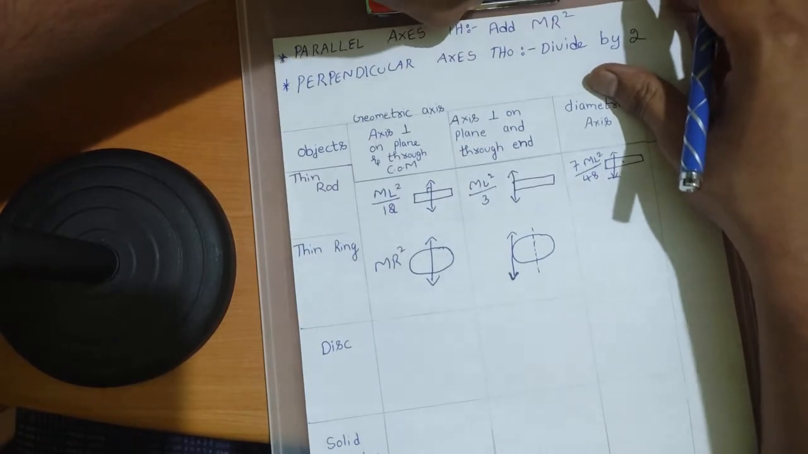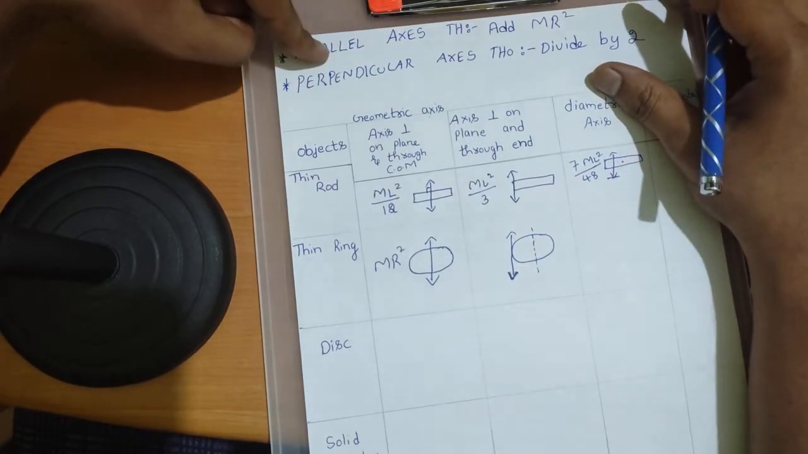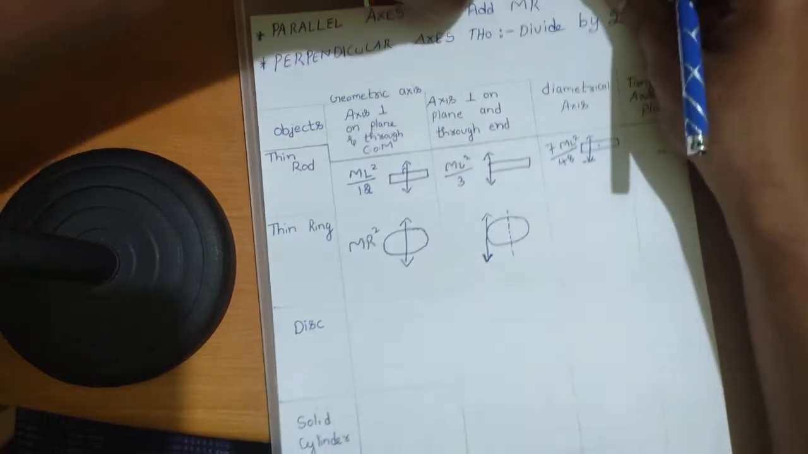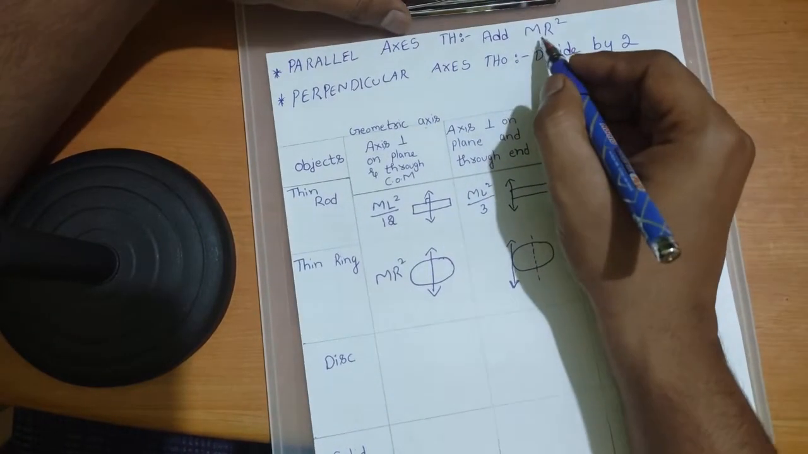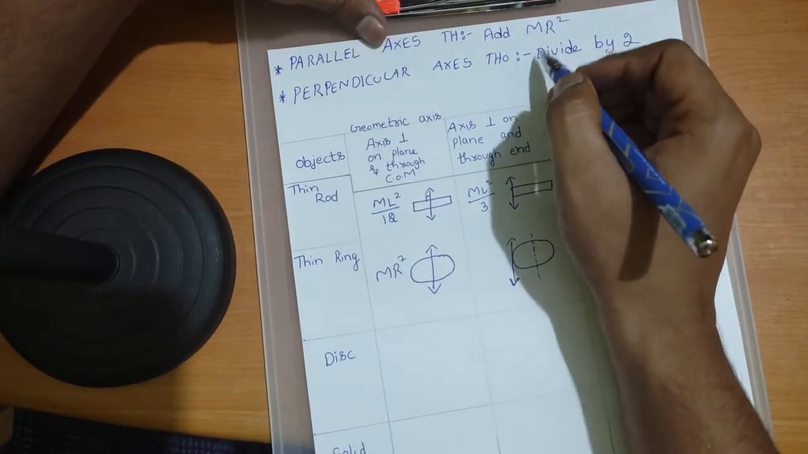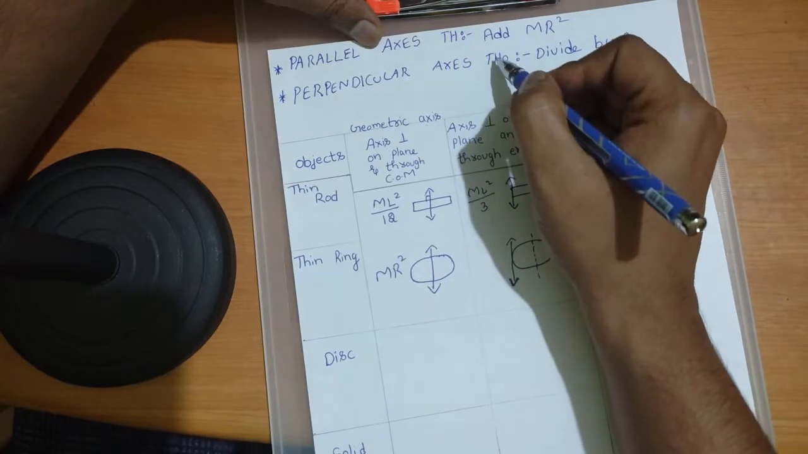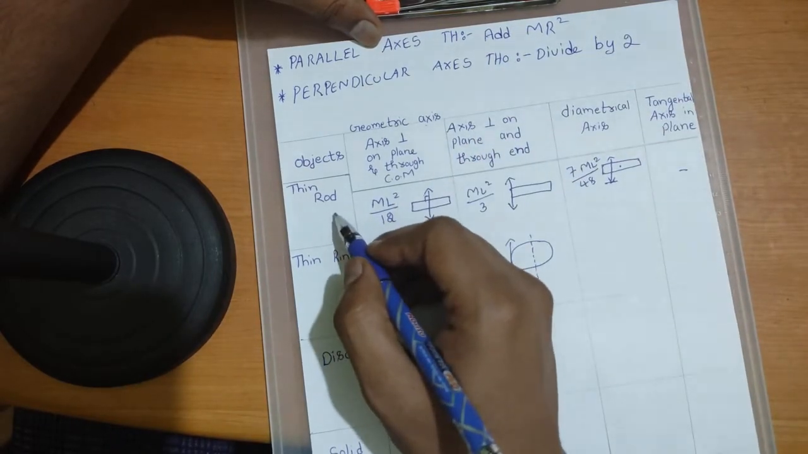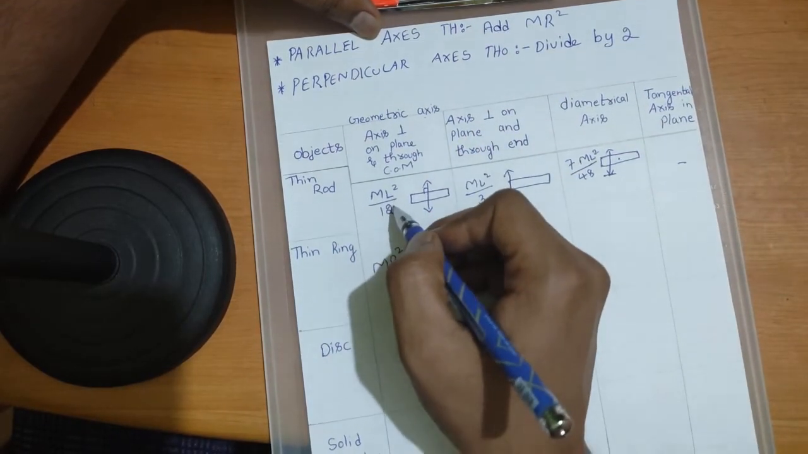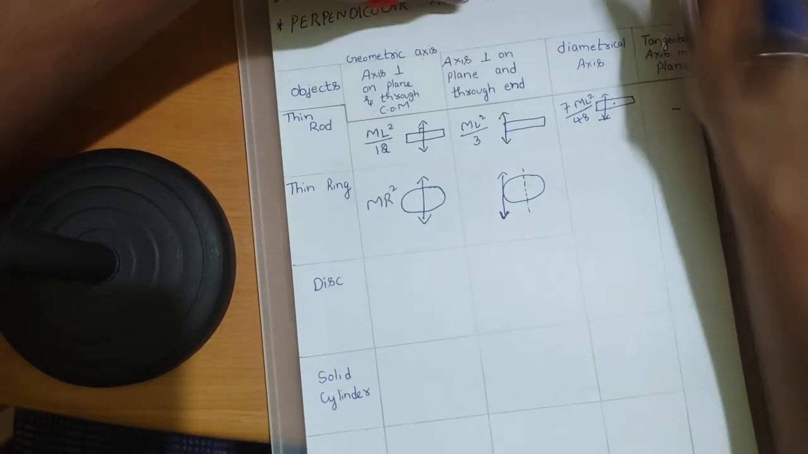And let me tell you one thing, don't apply these tricks for all the objects. See why? Because in this formula you can see mr². Whenever you see a spherical object, only then can you apply this. You can't apply this for a thin rod because in that expression we have ml², right? Okay, now let's move on.